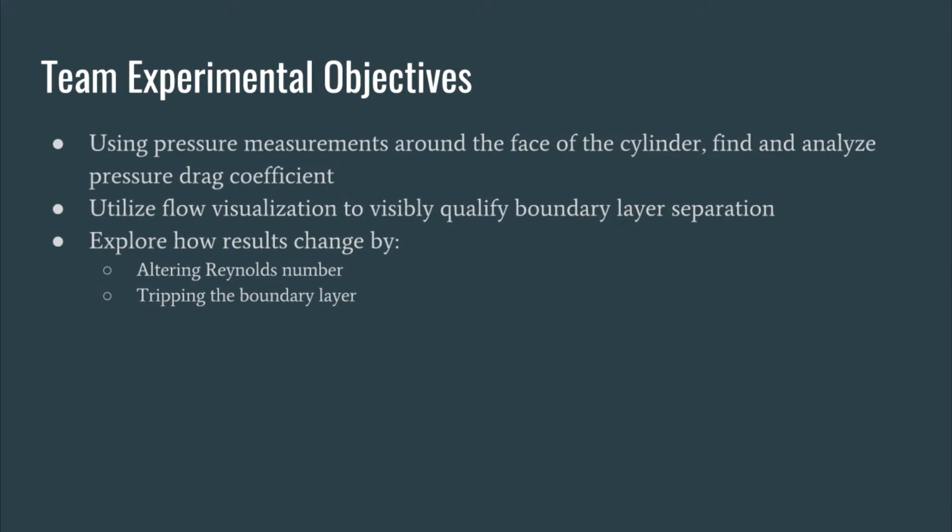The team had multiple objectives for this experiment, including using pressure measurements around the face of the cylinder to find and analyze pressure drag coefficients, utilize flow visualization to visibly qualify boundary layer separation, and explore how these results can be changed by altering either the Reynolds number or by tripping the boundary layer and inducing separation.